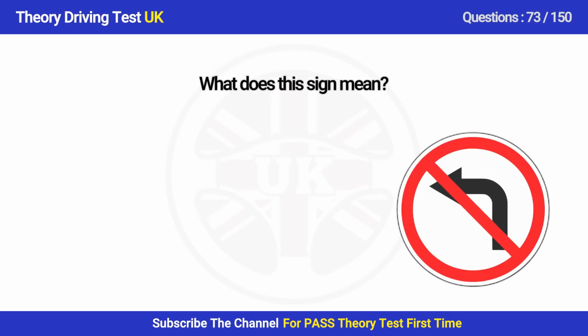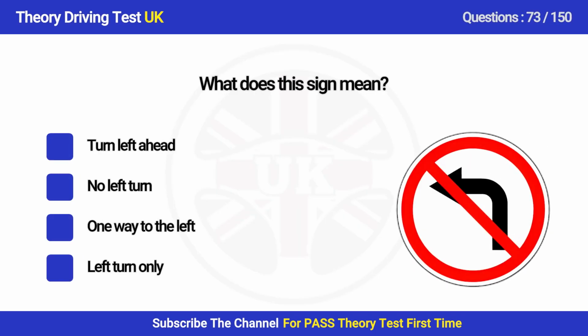Question 73. What does this sign mean? A. Turn left ahead. B. No left turn. C. One way to the left. D. Left turn only.